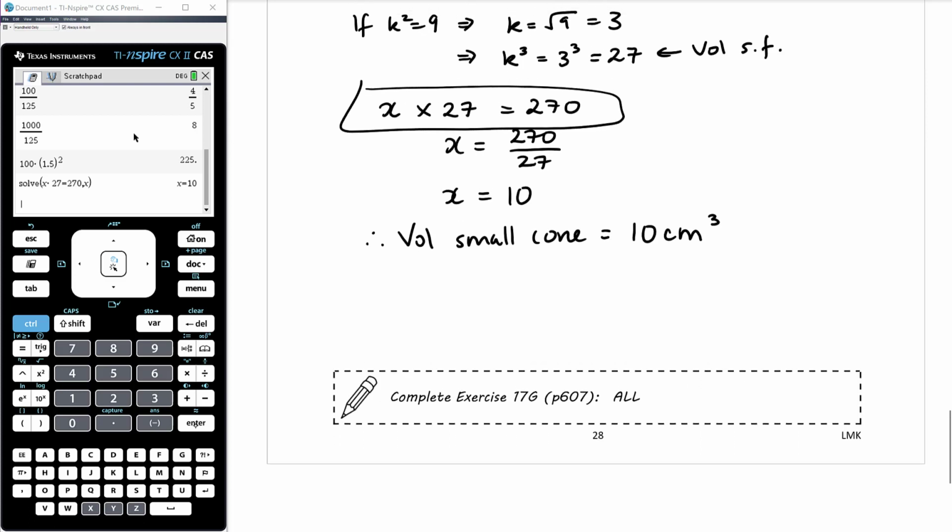Okay, exercise 17G, looking at similar areas and similar volumes.